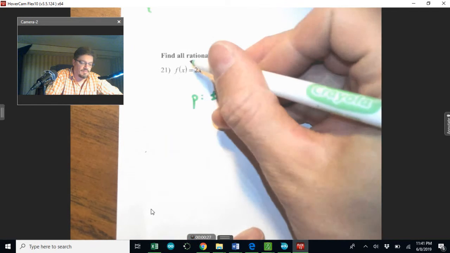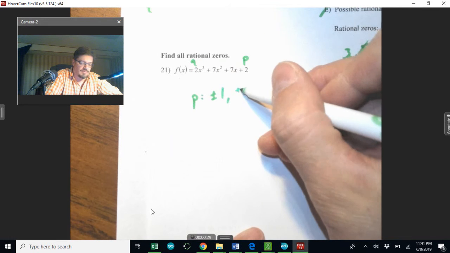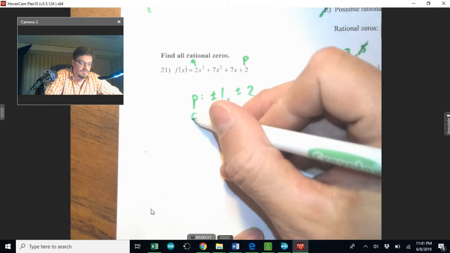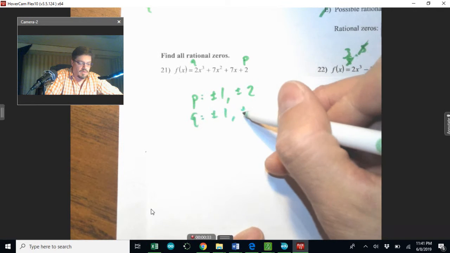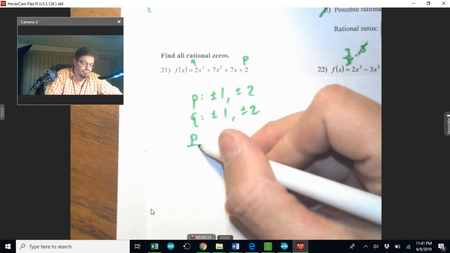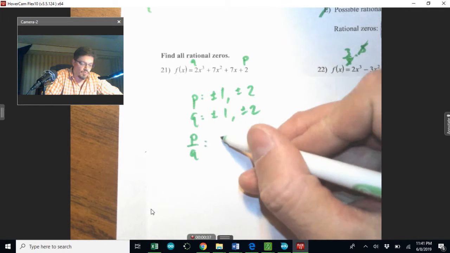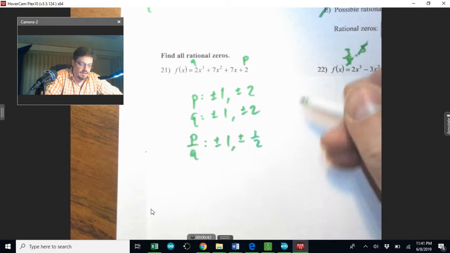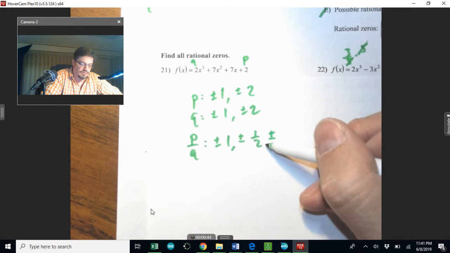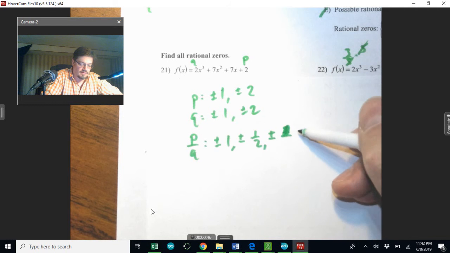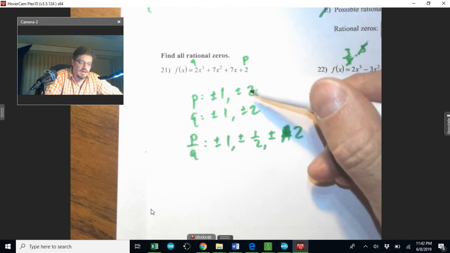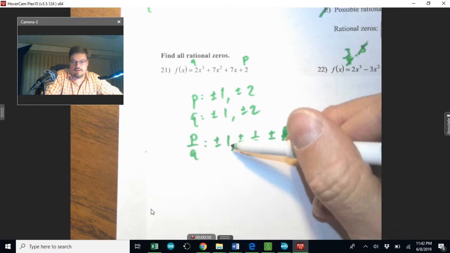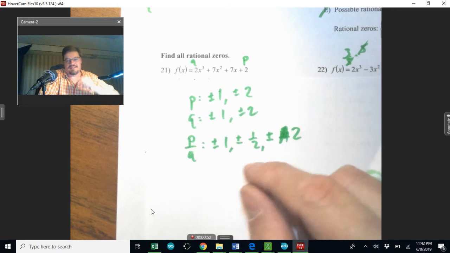So what we have to do is resort to the rational root theorem. Now my P is here, my Q is here. It just so happens that they are the same thing. Which means 1 over 1 is just 1. 1 over 2 is just 1/2. 2 over 1 is just 2. And then 2 over 2 is actually 1, we already have that. So it looks like I have 6 possibilities.